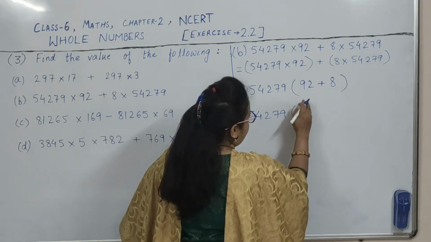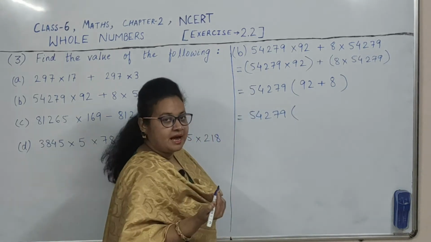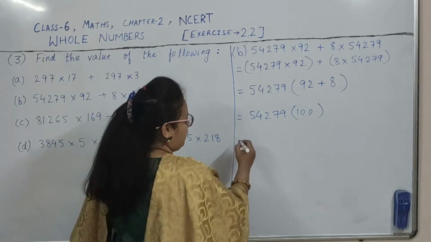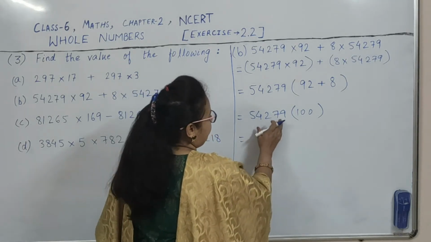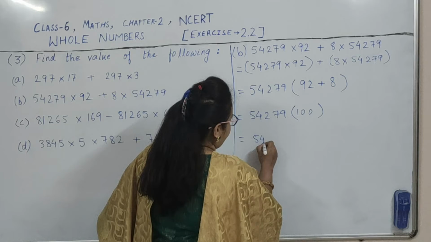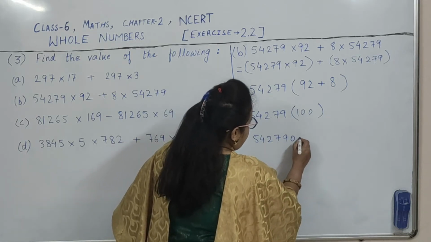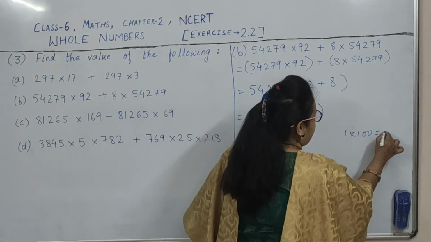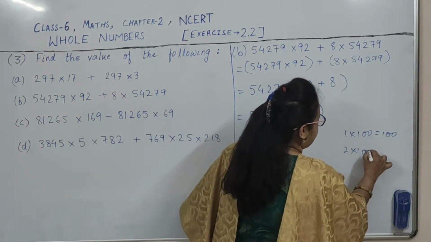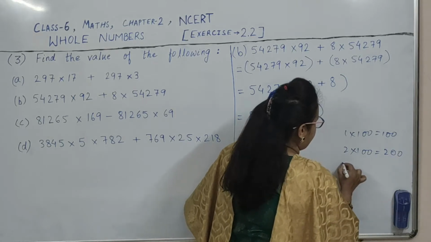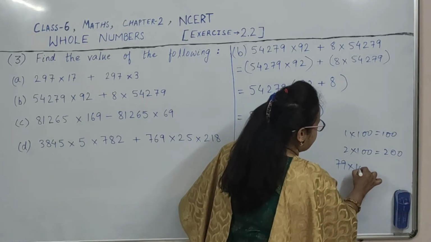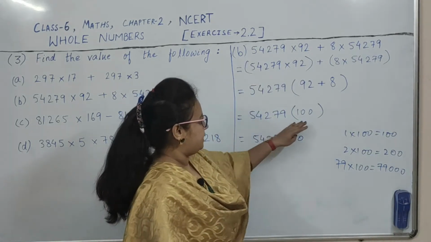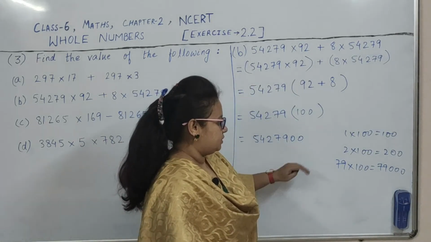Now what we will do, we will write this number 54279 bracket. 92 plus 8 is what? It is 100. So we will write 100. And bracket means to multiply, so we will multiply it. So 100 multiplied with this number will give 54279 00. Why? Because 1 into 100 is 100. 2 into 100 is 200. 79 into 100 is 7900. So this number into 100 means this number and 00.